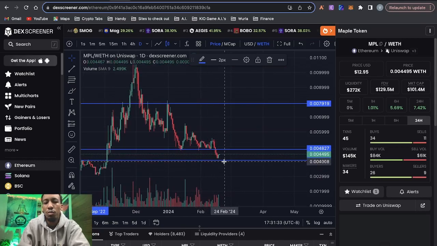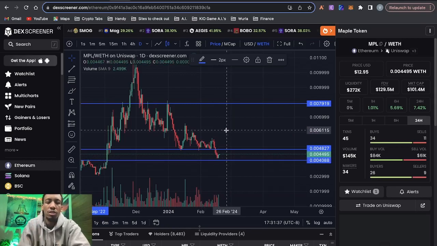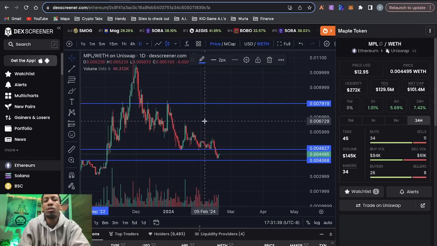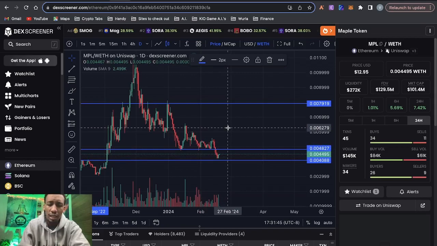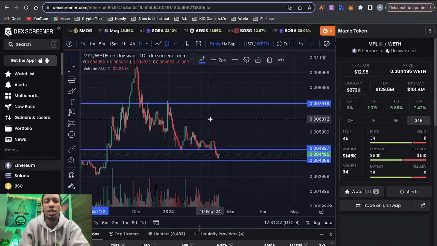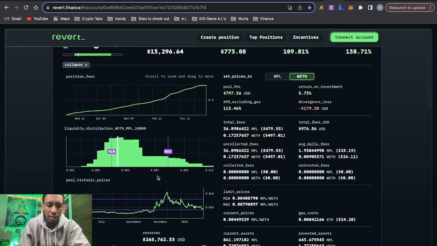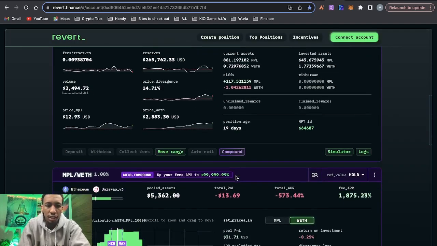I'll exit the pool temporarily. I'll enter into another one. Depending on what the market's doing will determine my range. But I'll leave some of that Maple that I accumulated, probably like 30% worth. Just hold it, wait till it goes back up, take some profit, and use some more to get into a pool. And this way, I'm actually profiting. If I go back here, it gives you all the data and everything else.